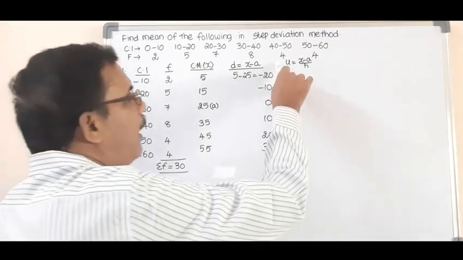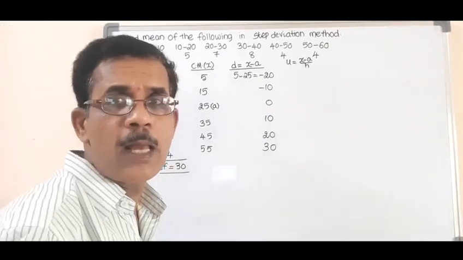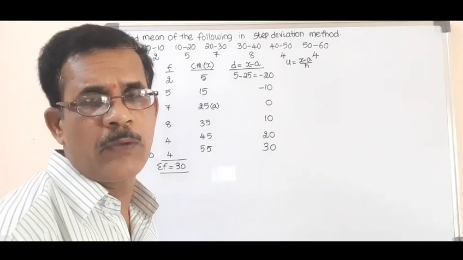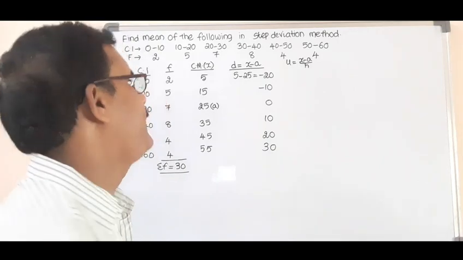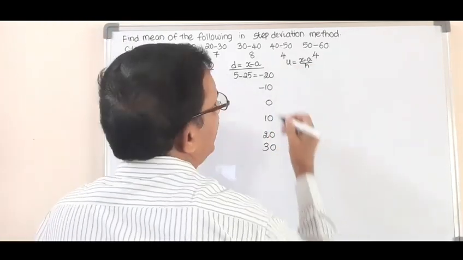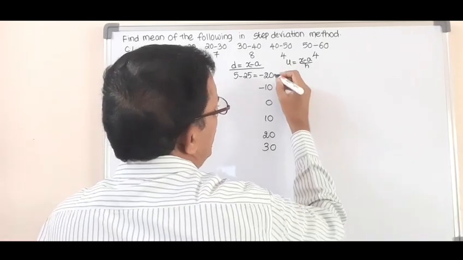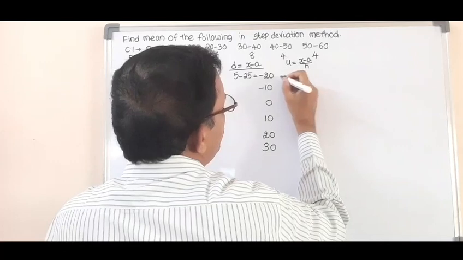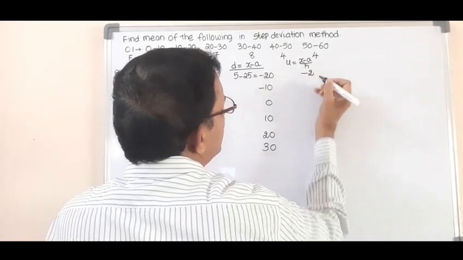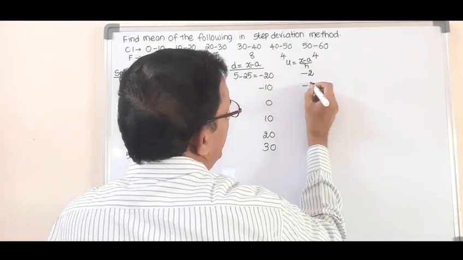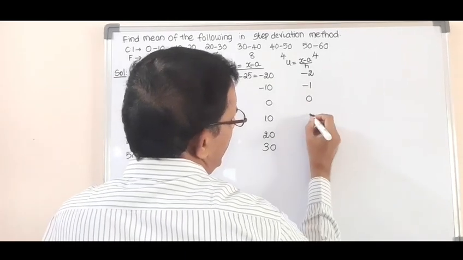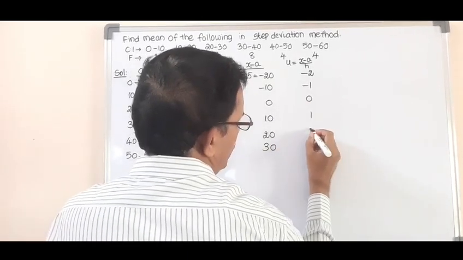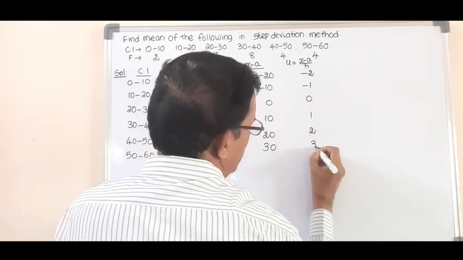You observe all the values of D are multiples of 10. We can divide all those numbers by 10, so here the H value is 10. If we divide all these numbers by 10, we get minus 20 by 10, that is equal to minus 2. Minus 10 by 10, minus 1. 0. 10 by 10, 1. 20 by 10, 2. 30 by 10, 3.